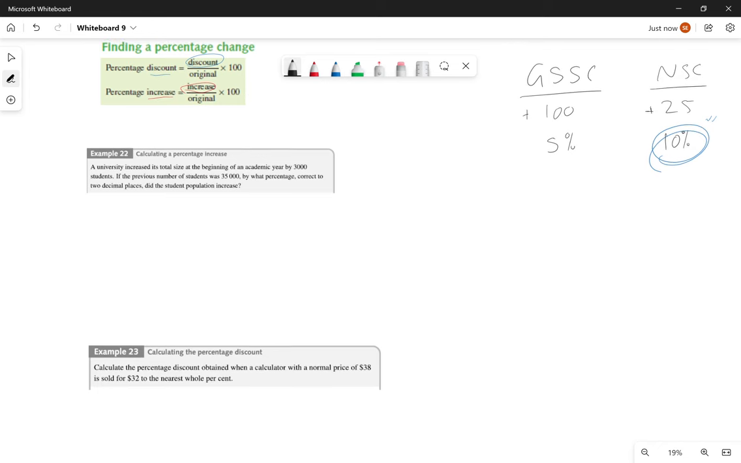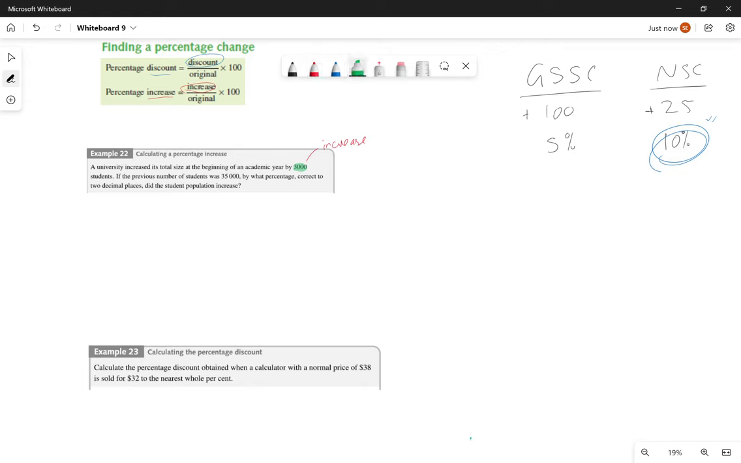Now, I've got a university. It's increased its total size at the beginning of the year by 3,000. So it's gone up by 3,000. That's our increase. If the previous number of students was 35,000, by what percentage did the student population increase?